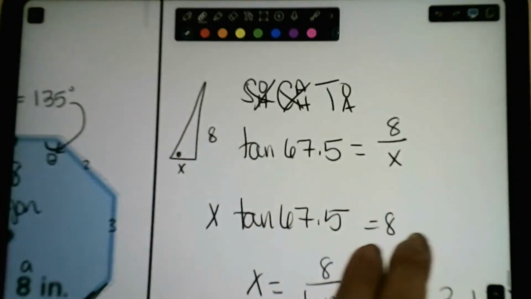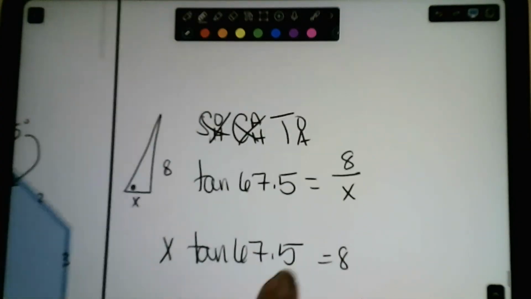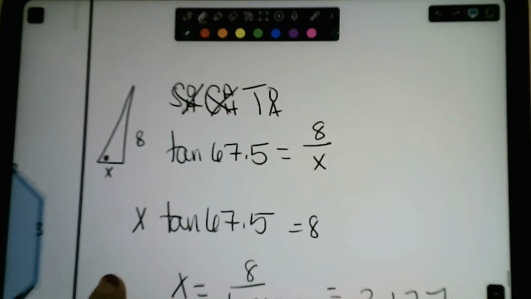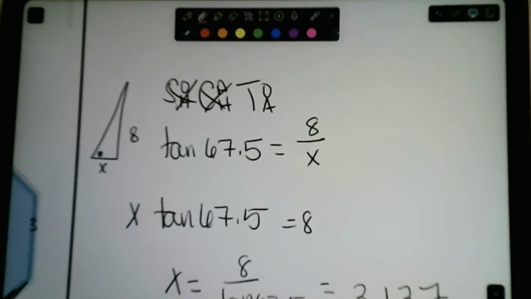So what I did was over here, I redrew the triangle, and I put a little colored dot where the angle was. And then I used that information with the side that I had, measurement of 8, and the side that I was interested in, which I labeled as X. And I tried to figure out which trig function I had the two sides representing.